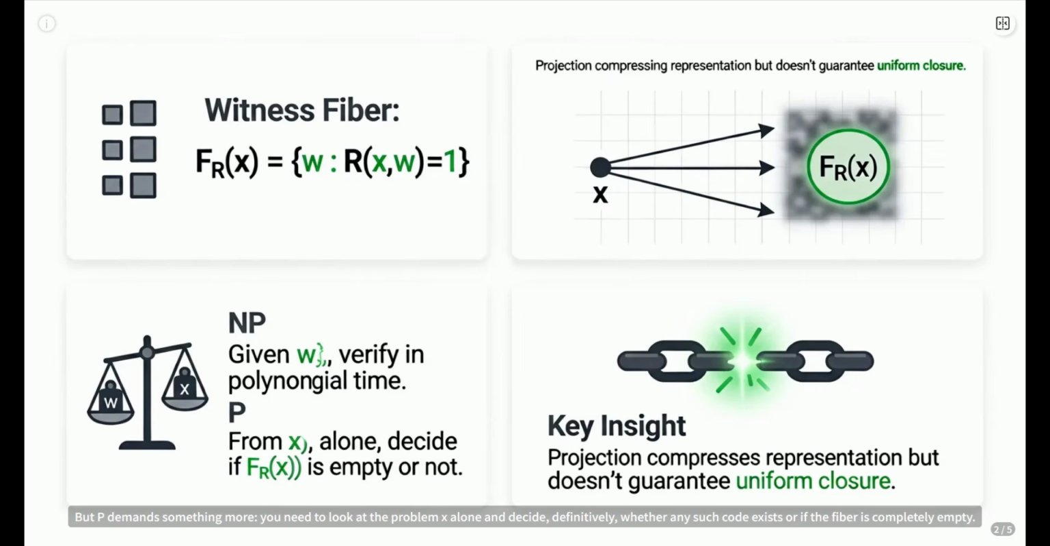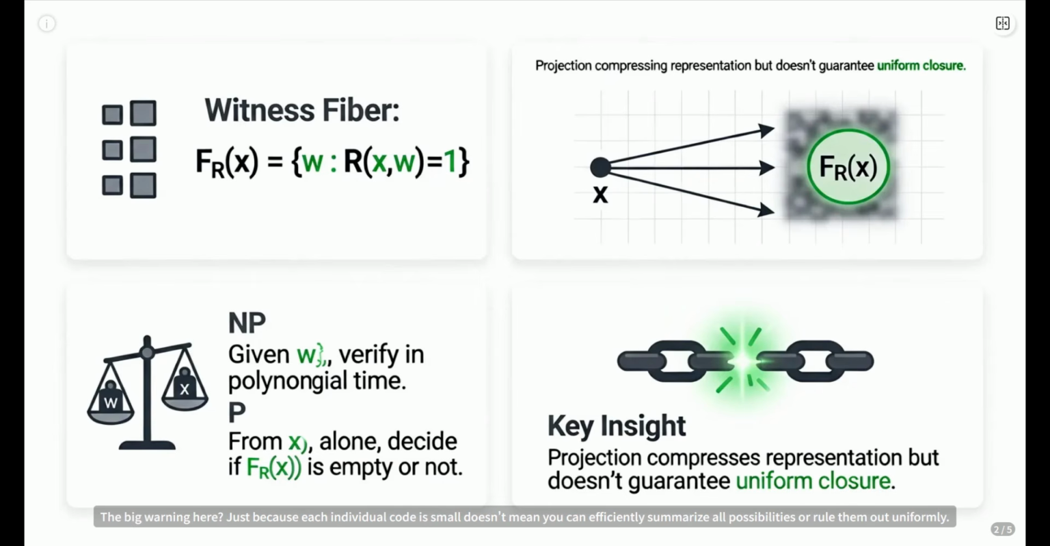But P demands something more. You need to look at the problem's X alone and decide definitively whether any such code exists or if the fiber is completely empty. Just knowing there's a code isn't enough. You need to know if one exists without being told.